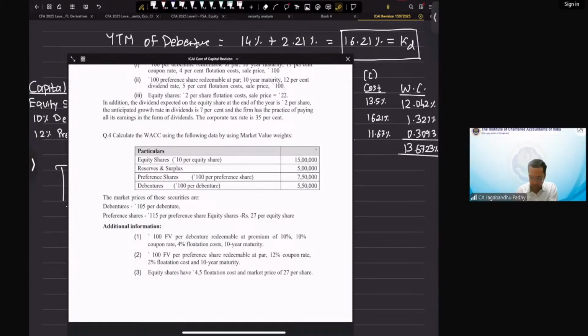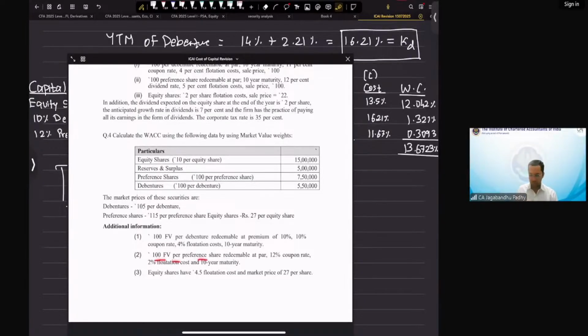So you can definitely take over here, since the market price is given, you can take this 4% as a percentage of face value. Since there is no clarity over here, you can take the 4% of the face value. So essentially, you will be able to realize 100 subtracted by 4%. So net proceeds that you're going to get is 96.